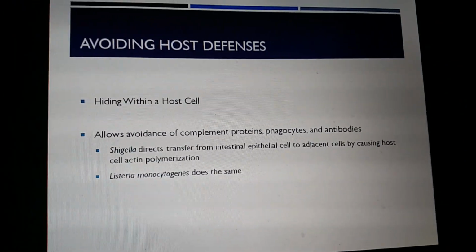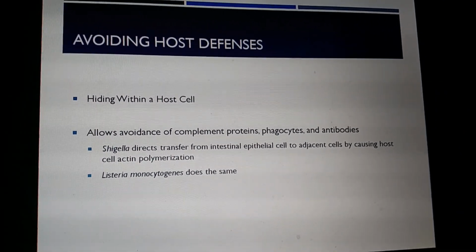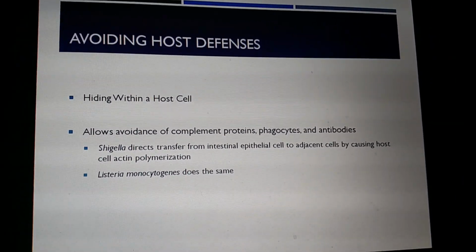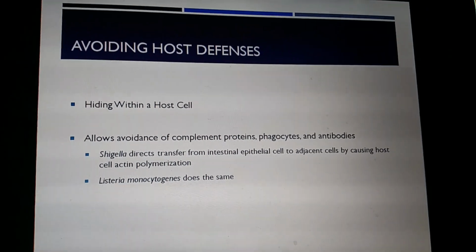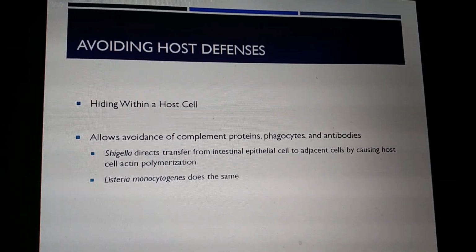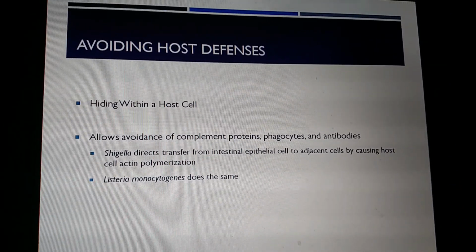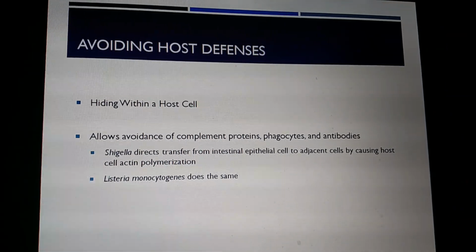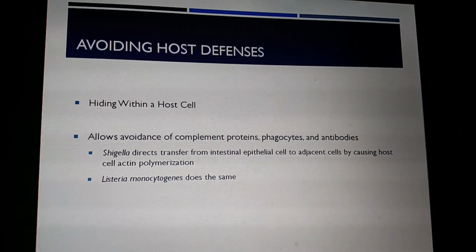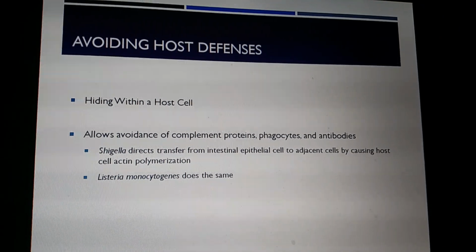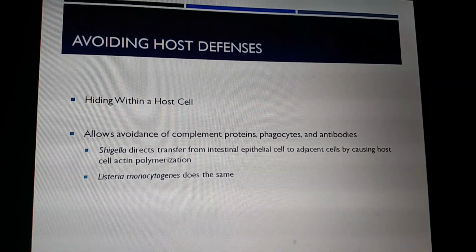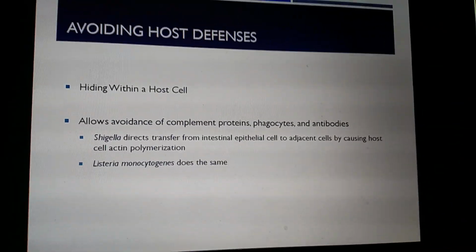Some bacteria can even hide within a host cell. This allows them to avoid proteins that might target them, phagocytosis, and antibodies. So Shigella can actually transfer directly from intestinal epithelial cells to adjacent cells by causing host cell actin polymerization. Listeria does something similar.